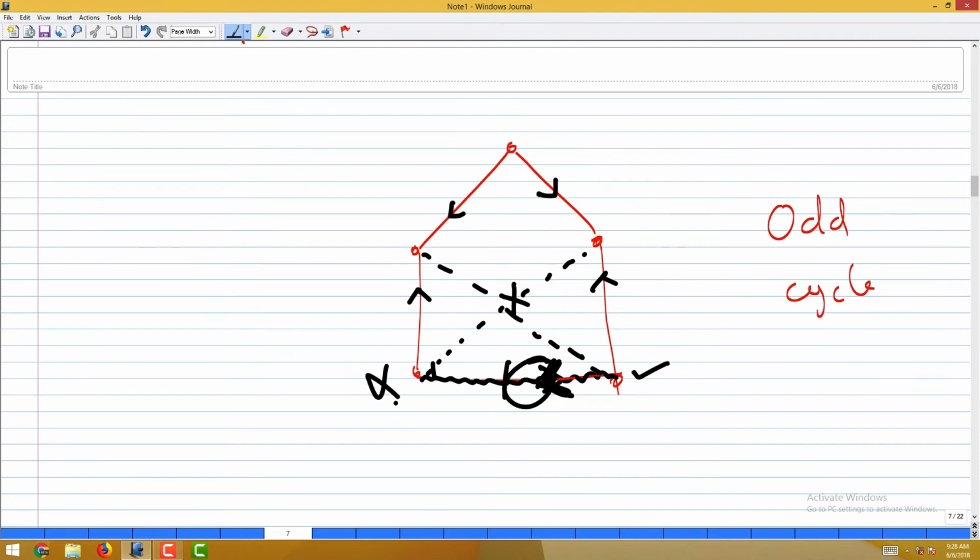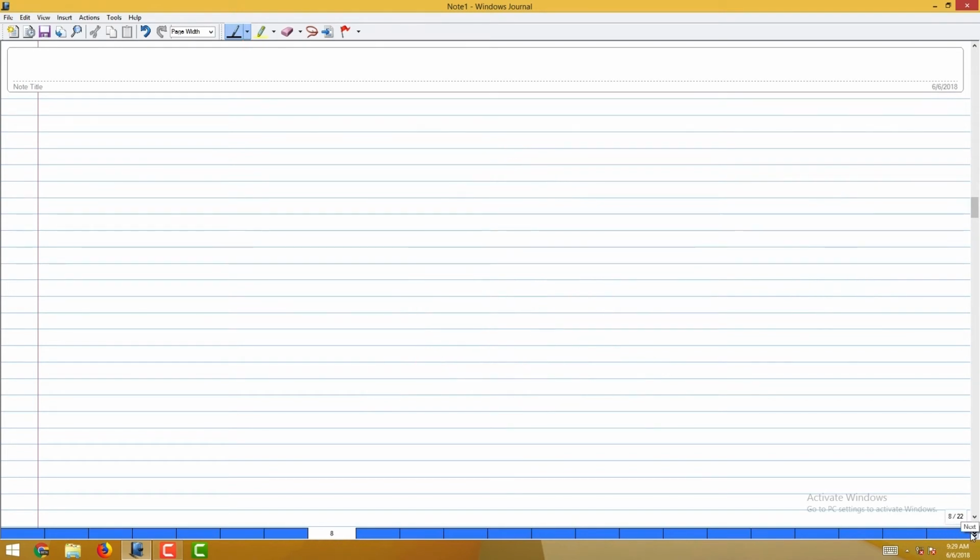So, therefore, that is not a comparability graph, because that graph cannot be obtained from a partial order by removing the orientations on the edges. It is not the underlying graph of a partial order relation. So, this is what a comparability graph is. I can give you a couple more examples.